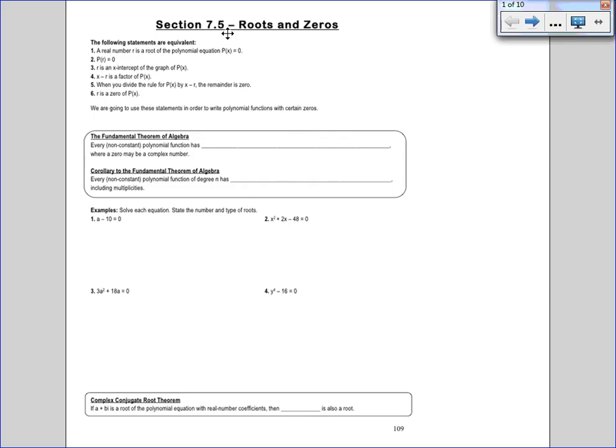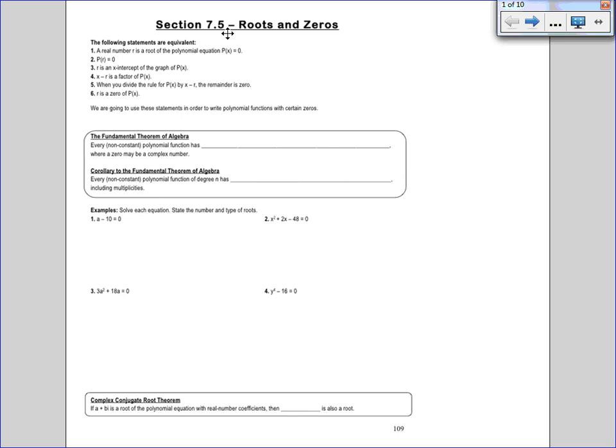Today we're going to talk about section 7.5, roots and zeros. We've talked about zeros before. We've said that they're the same as x-intercepts. They're also called roots. So whenever you hear zero, root, or x-intercept, it all means the same thing. So the following statements are equivalent.